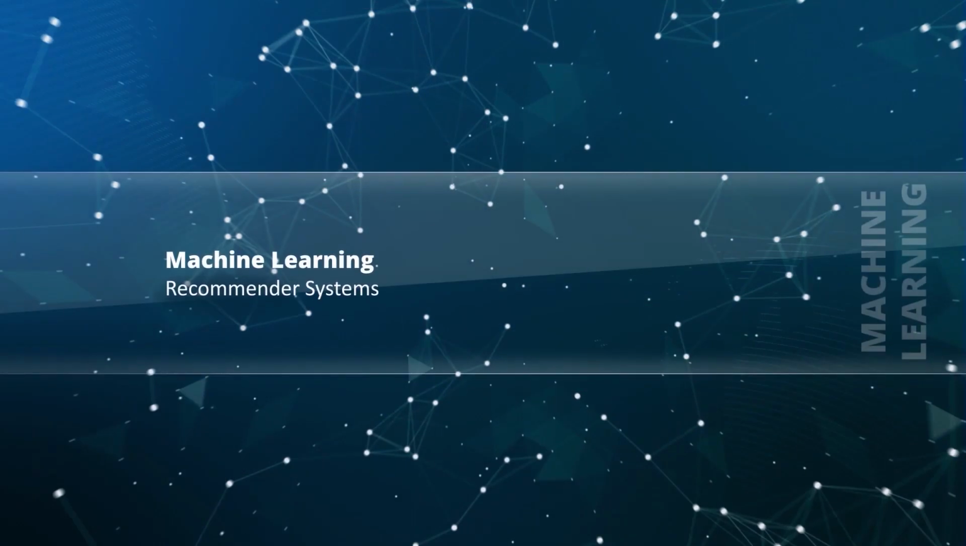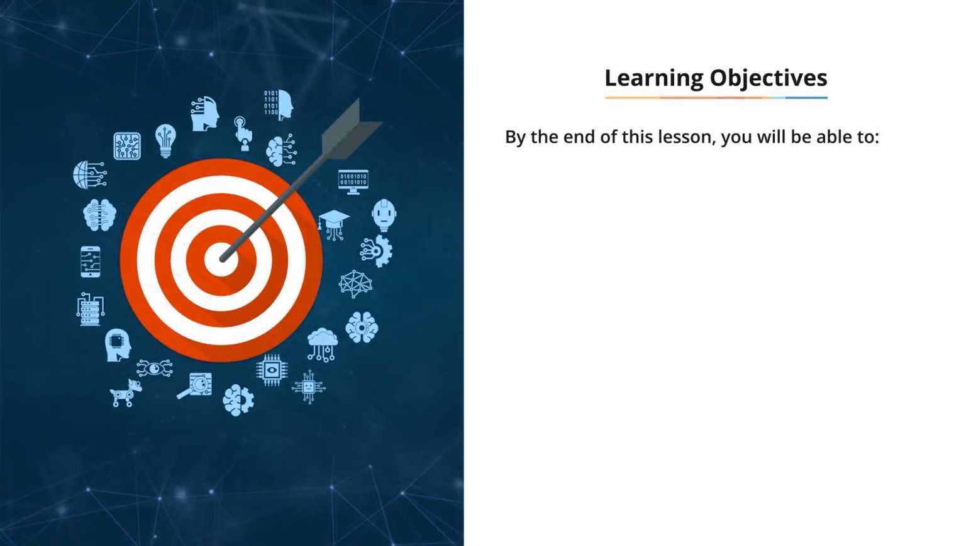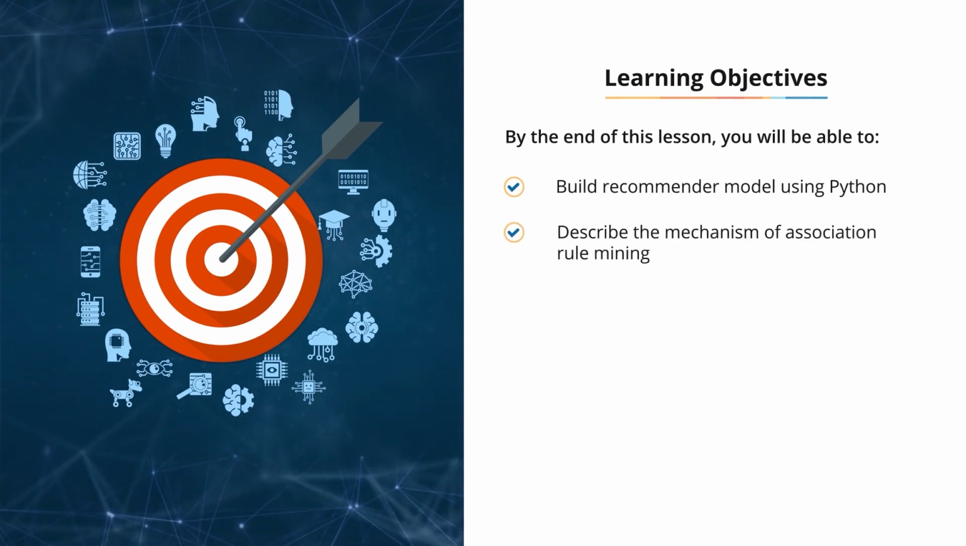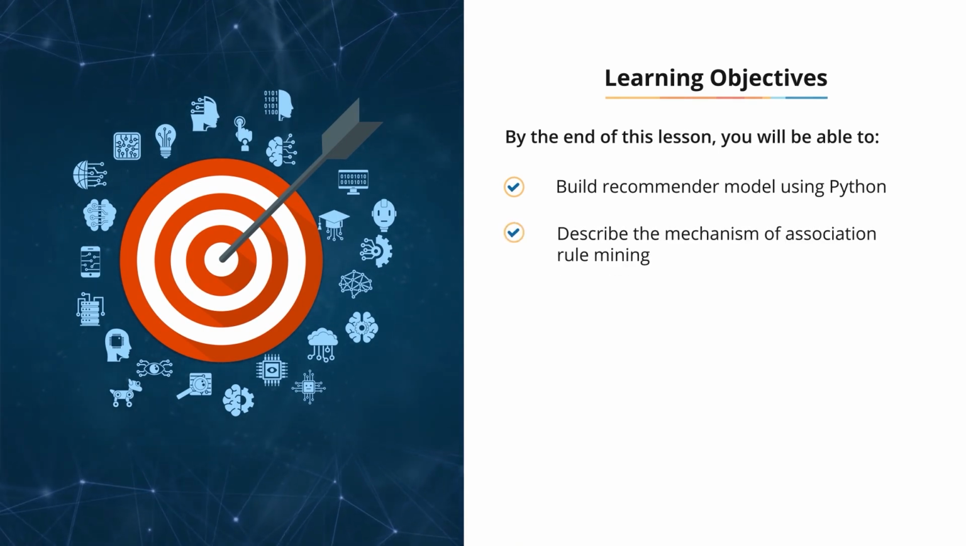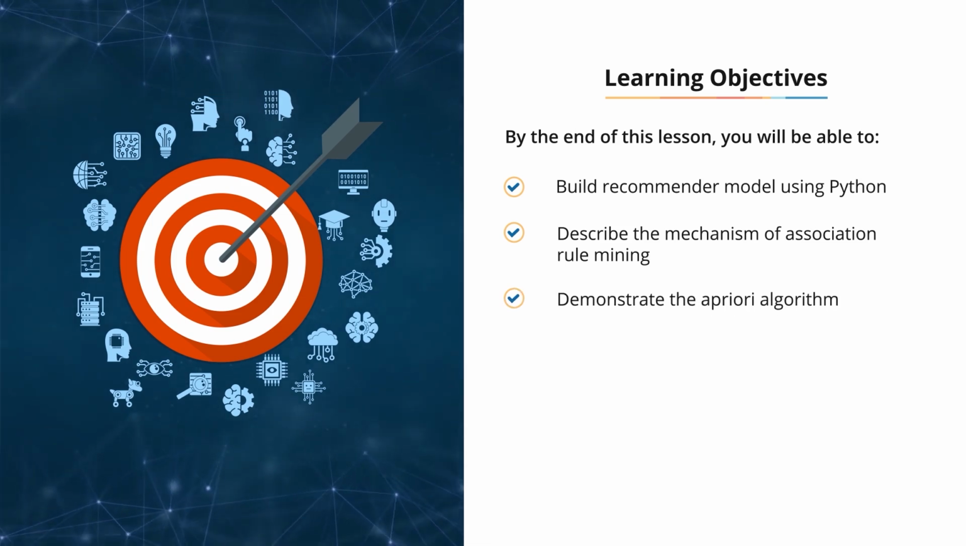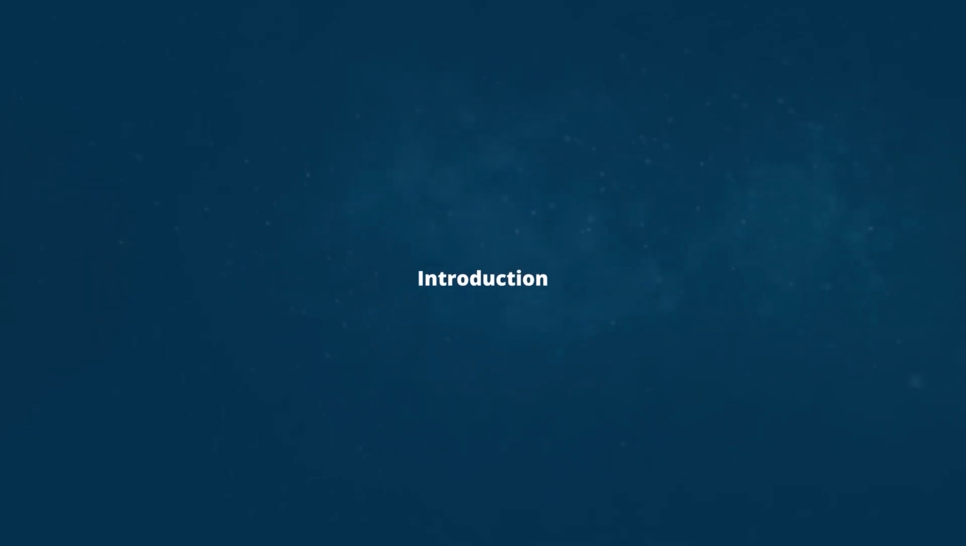In this lesson, you are going to understand the concept of recommender systems. By the end of this lesson, you will be able to build a recommender model using Python, describe the mechanism of association rule mining, and demonstrate the Apriori algorithm. So let's go ahead and understand recommender systems in detail.